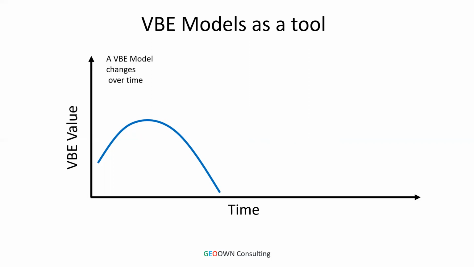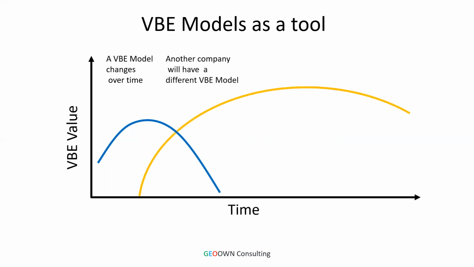A VBE model changes over time because there are changes with your competitors, with your technology, and many other changes which happen over time. Another company will have a different VBE model, based on the existing conditions of those times and suitable for those times. So they would have thought through a VBE model which is suitable for those times. And when that happens, your existing VBE model starts to decline in revenues.